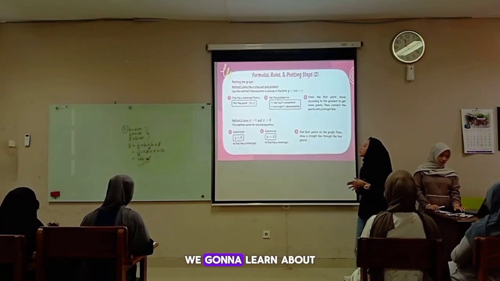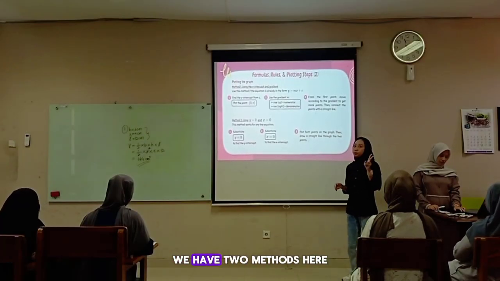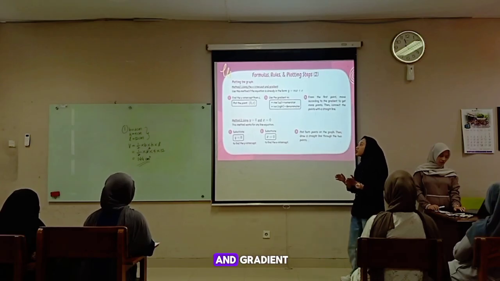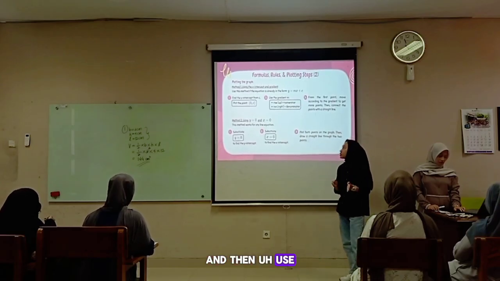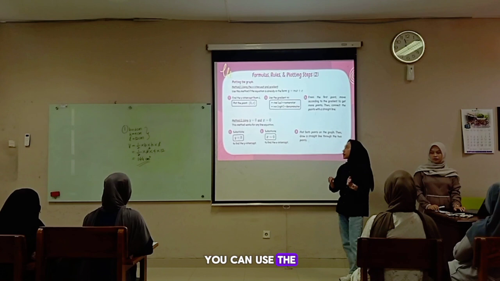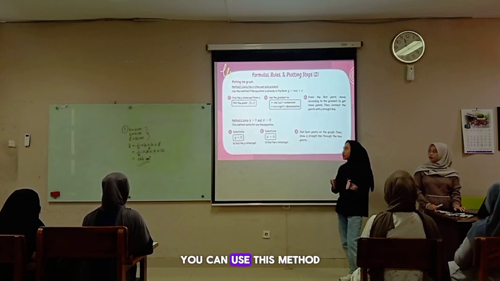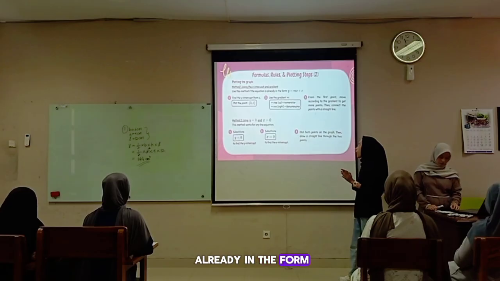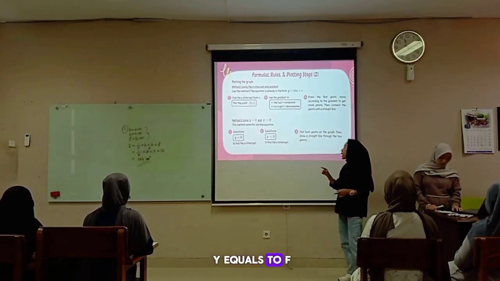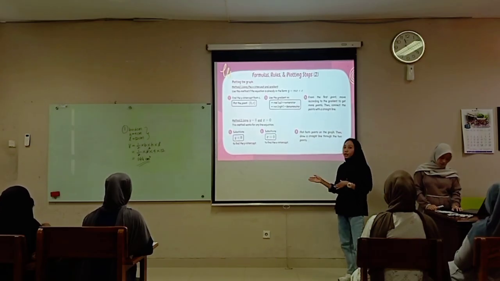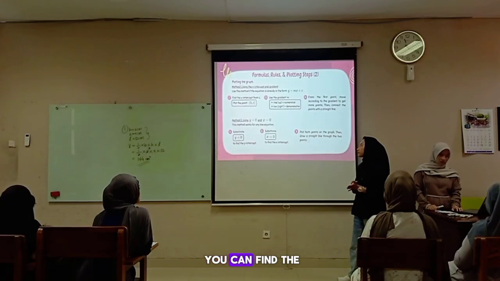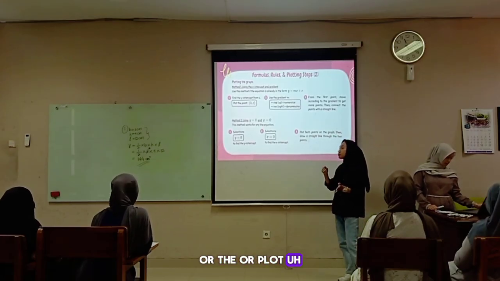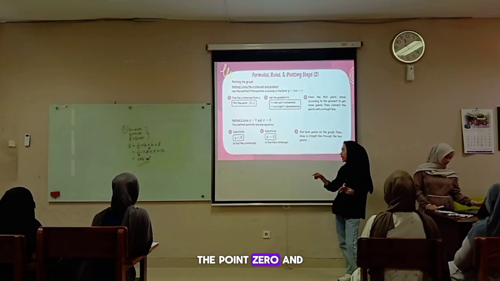Next, we're going to learn about plotting the graph. We have two methods here. Method number 1 is using the y-intercept and gradient. You can use this method if the equation is already in the form y equals mx plus c. Step number 1 is you find the y-intercept from c, or plot the point 0, c.